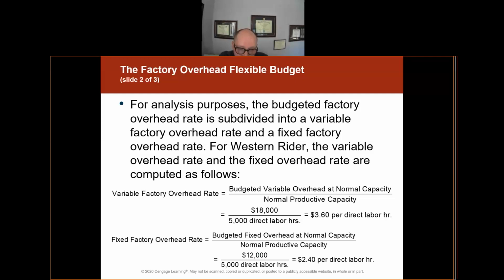For the fixed factory overhead rate, we do the same thing. But the difference here is we take the fixed cost at 100%. That's $12,000 divided by the 5,000 planned hours for production, which gets us to $2.40 of fixed factory overhead rate. Now, of course, if you add the two together, you get $6 per hour. But the idea here is that we separate out variable from the fixed.